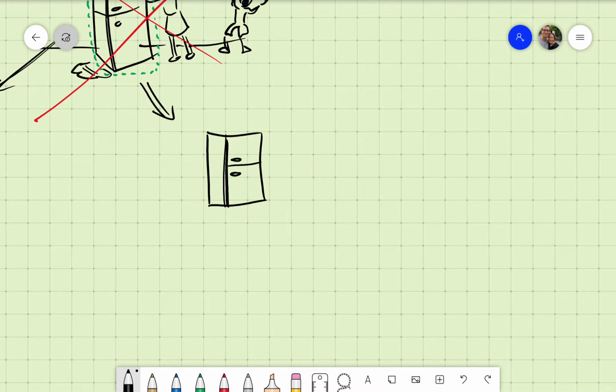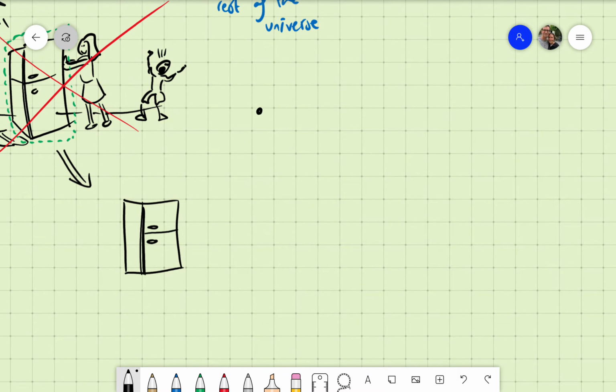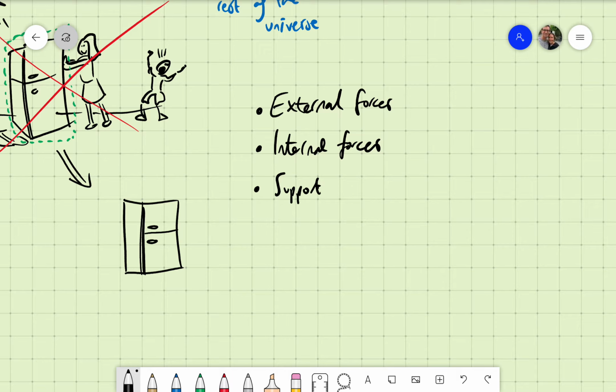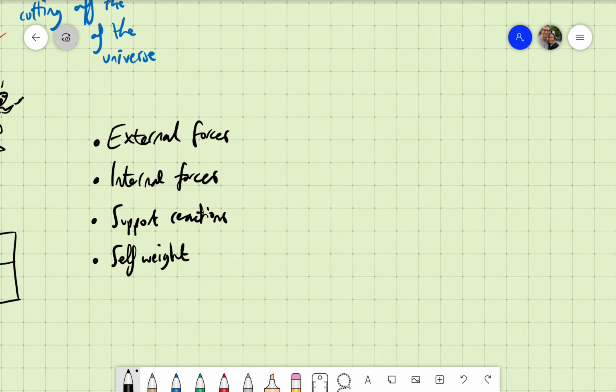Now, as we go through the text, he lists four things, and I'm going to repeat them here, but maybe slightly commentate and disagree, agree, etc., as I am wont to do. He lists external forces, internal forces, support reactions, and self-weights. That's just straight from page 170.